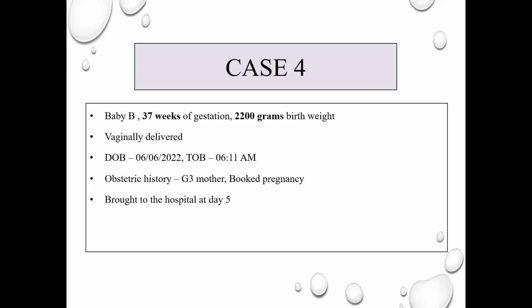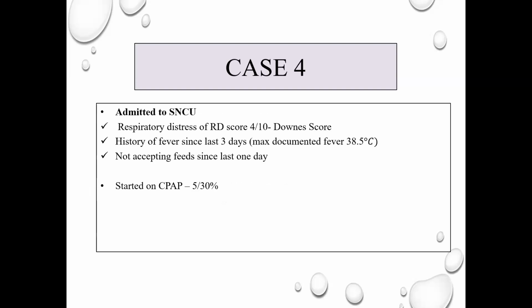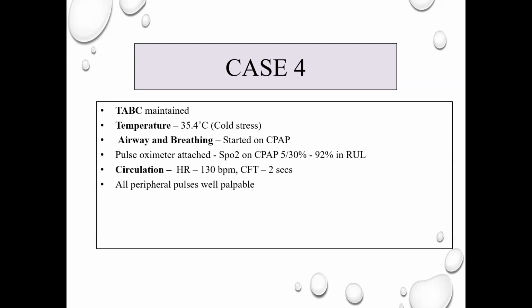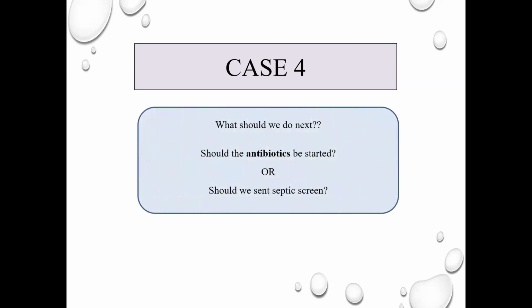So last case, this is a different case. Those 3 were early onset sepsis. They were manifesting right on day 1 at birth. This is a baby who presented on day 5, and as per definition, he is a late onset sepsis case. He had distress with a Downes score of 4/10 and was also symptomatic with fever. So clinically speaking, we gave supportive management first: temperature, airway, breathing, and he did have hypothermia. He was brought from home, started on CPAP, stabilized on 5/30%. There was no shock. All pulses were well palpable.